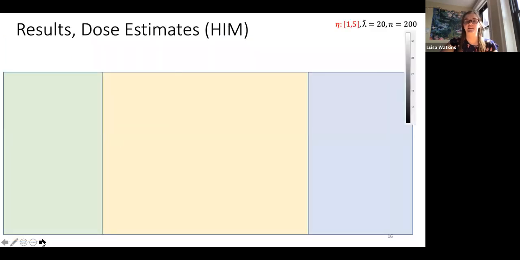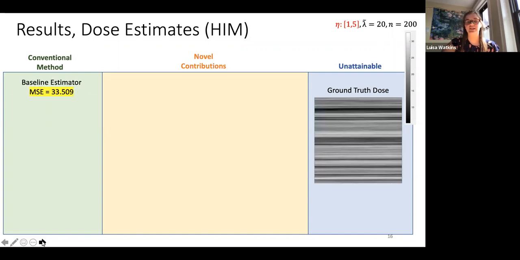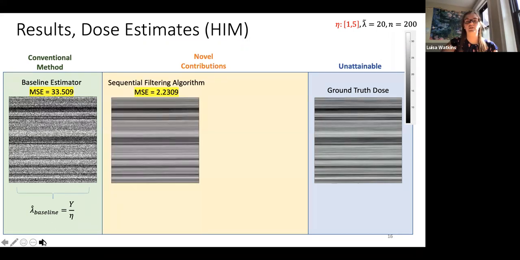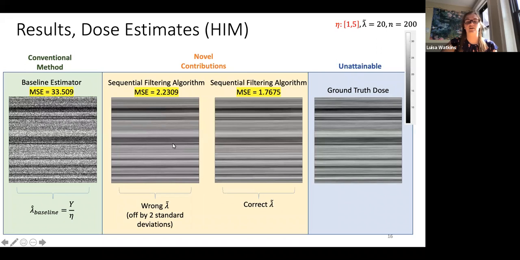And then for the same data, we also have our 3 sections, and we have our ground truth dose. This is the baseline, which, as I mentioned, is just something to compare to. And then I have two examples of using the algorithm, where the first one is that our assumed dose is actually off by 2 standard deviations, meaning we're starting off with a really wrong value of the dose, but it's still able to do a much better job than the baseline, versus when we actually start with the correct constant value, then it's able to do even better.